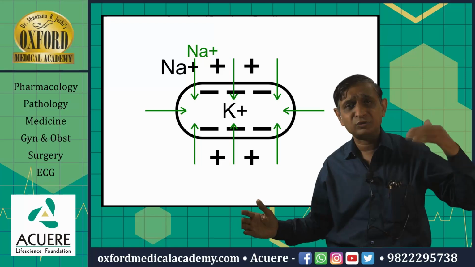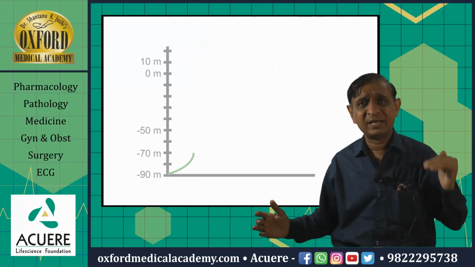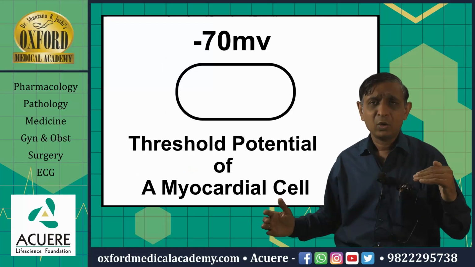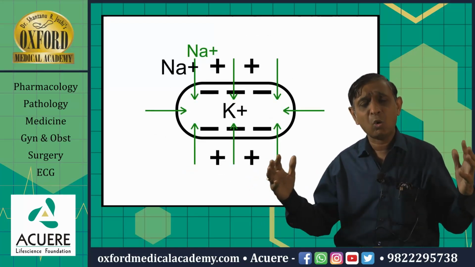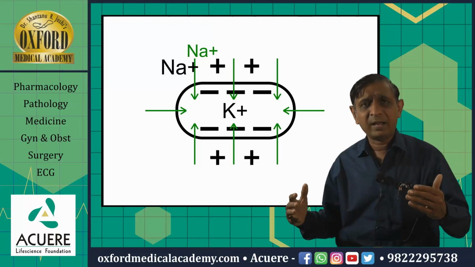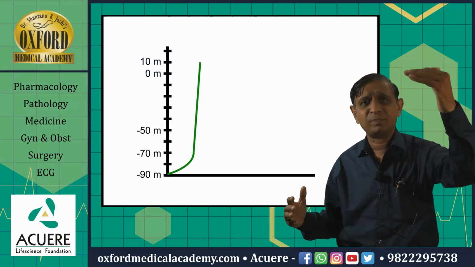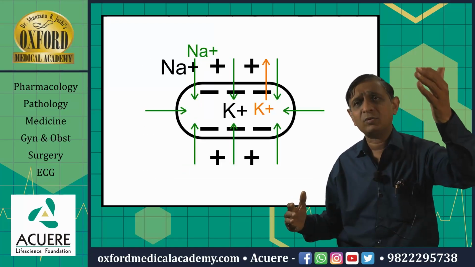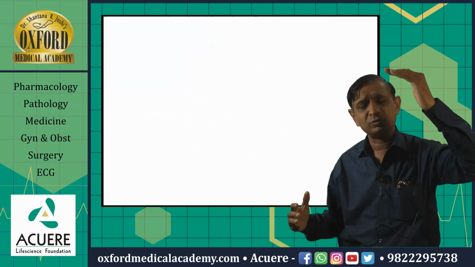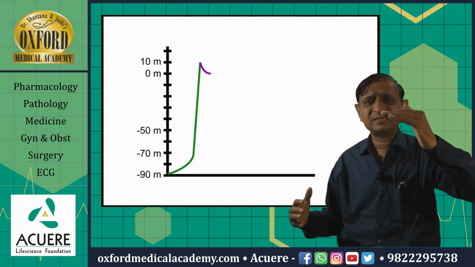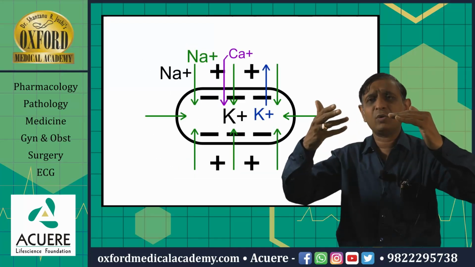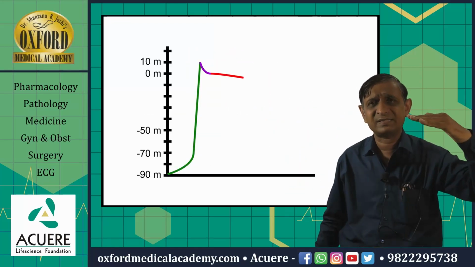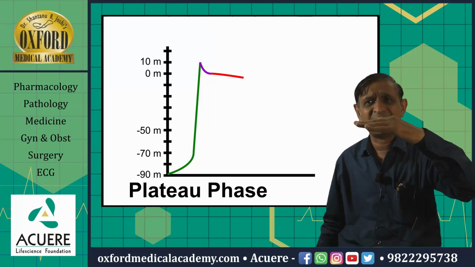Now we have started from sodium. Beginning with minus 90 millivolts, it comes to minus 70 millivolts. Minus 70 millivolts is the threshold potential, where many sodium channels open at a time and the electronegativity of the cell becomes electropositive, plus 10. Then after that, the potassium from inside the cell starts going out. It comes from plus 10 to 0. At 0, some potassium was going out and some calcium was coming in. Both are positive, balancing each other. Therefore, electrically the cell will be neutral. This is known as the plateau phase.